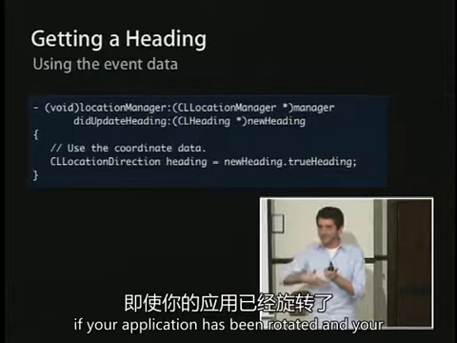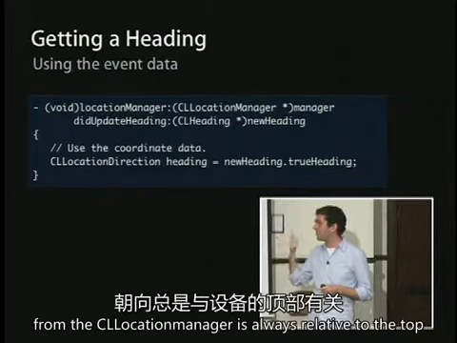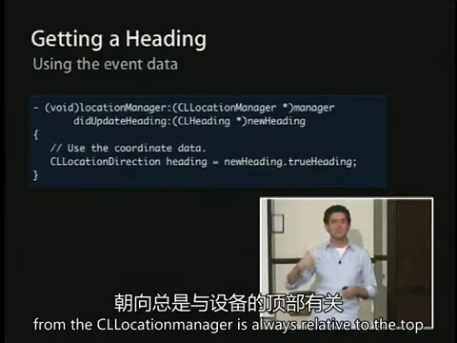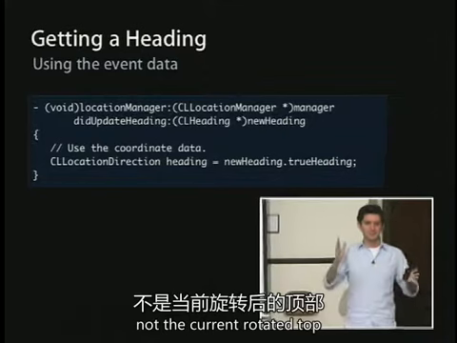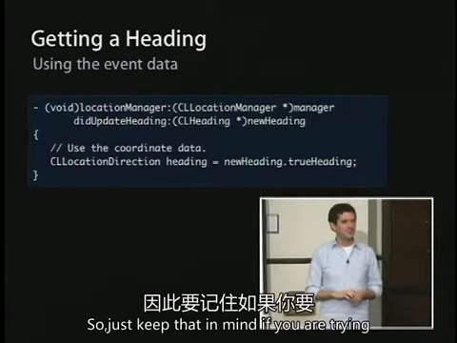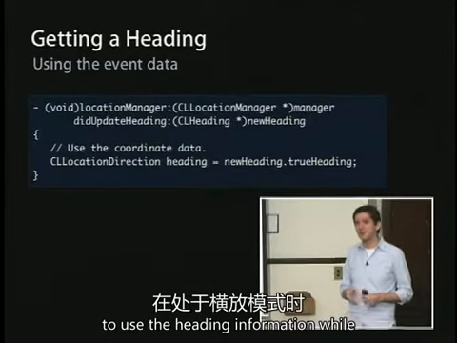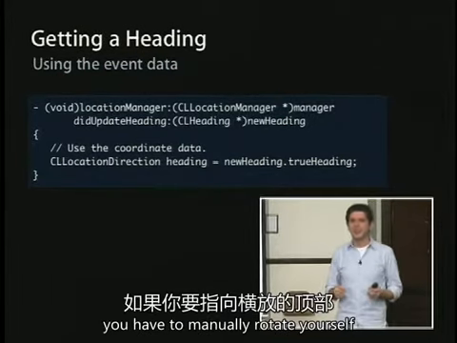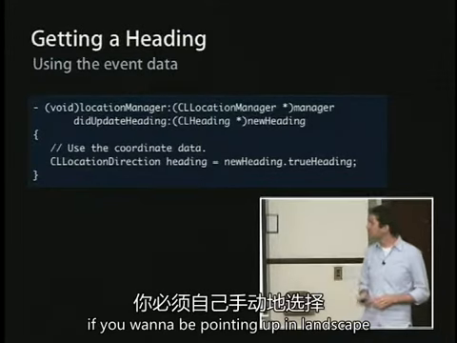Even if your application has been rotated and you're in landscape orientation, the heading that you get back from the CLLocationManager is always relative to the top of the device, meaning the physical top, not the current rotated top. So just keep that in mind if you're trying to use the heading information while you're in landscape orientation. You have to manually rotate yourself if you want to be pointing up in landscape.